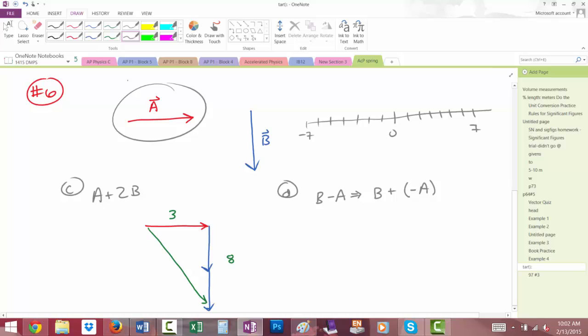Yes, I can. What's it going to look like? It's going to go in the negative direction on the x-axis. How long is it going to be? 3. So you're going to have B. B goes down, right? And then from there, I'm going to go negative 3. And then just find my resultant from that.